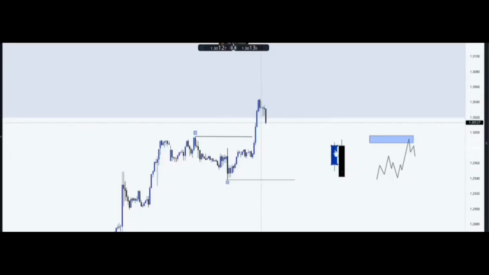Once you find this candle pattern here, then you know that is most likely to be the last point where price will travel into this box, into this area of interest.